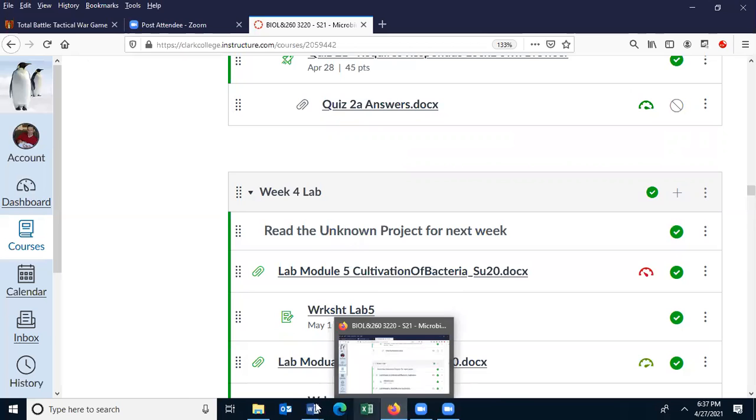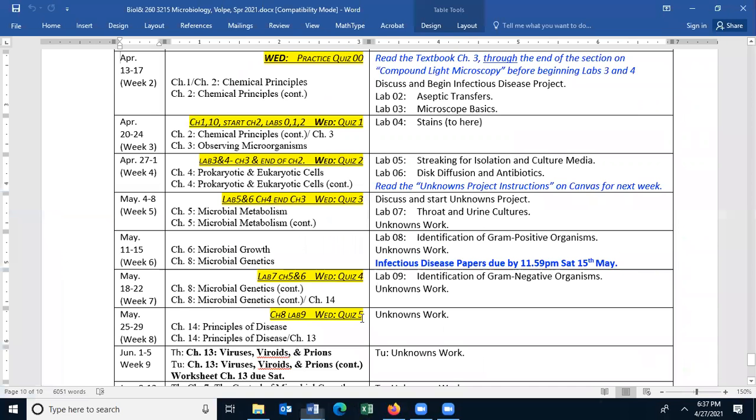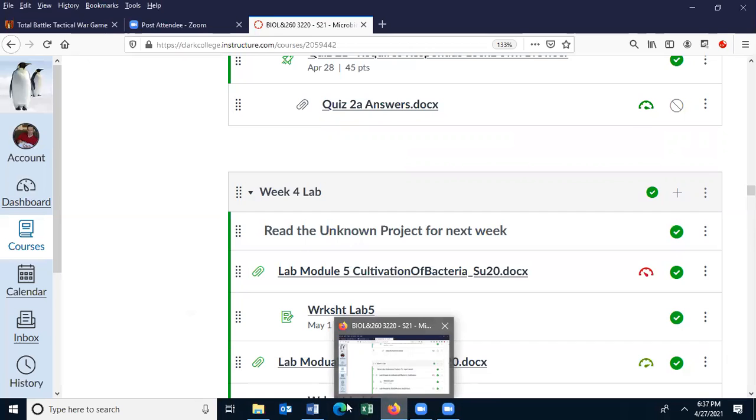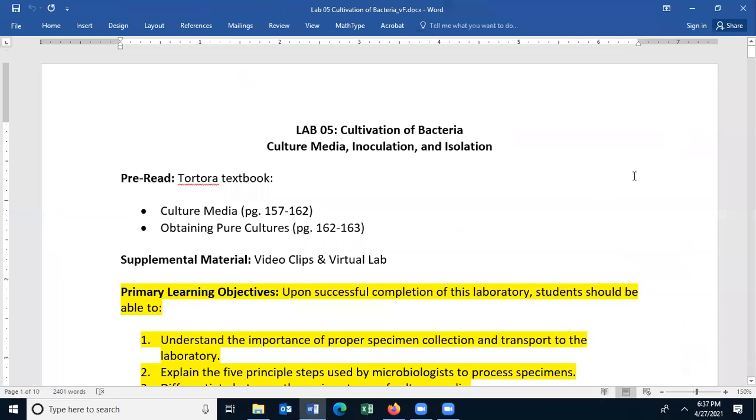So let's talk about Lab Module 5, Cultivation of Bacteria, Culture Media, Inoculation, and Isolation. Of course, pre-read the textbook. The reading isn't long this chapter. There will be video clips, and I will look and see if there's a virtual lab. I'm sorry, I should have looked that up. I have a feeling that the virtual lab for this one uses Flash, and if it uses Flash, you won't be able to do it.